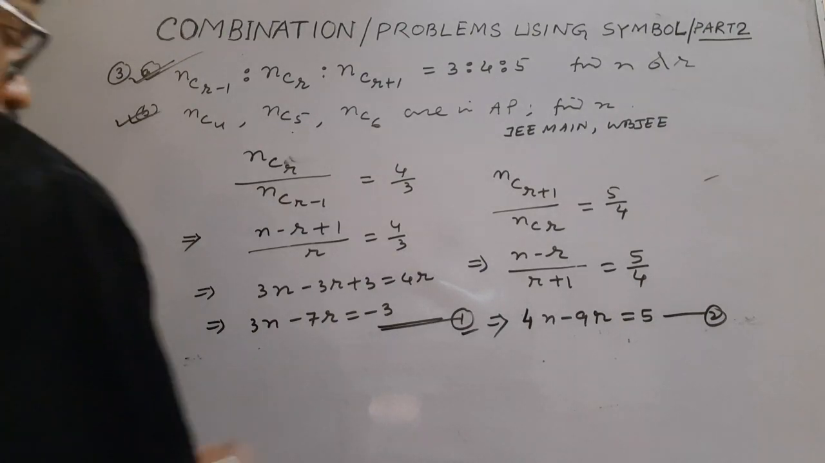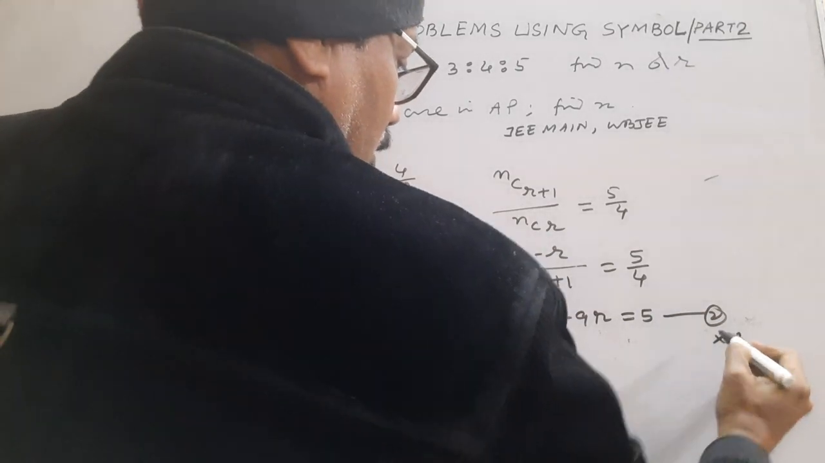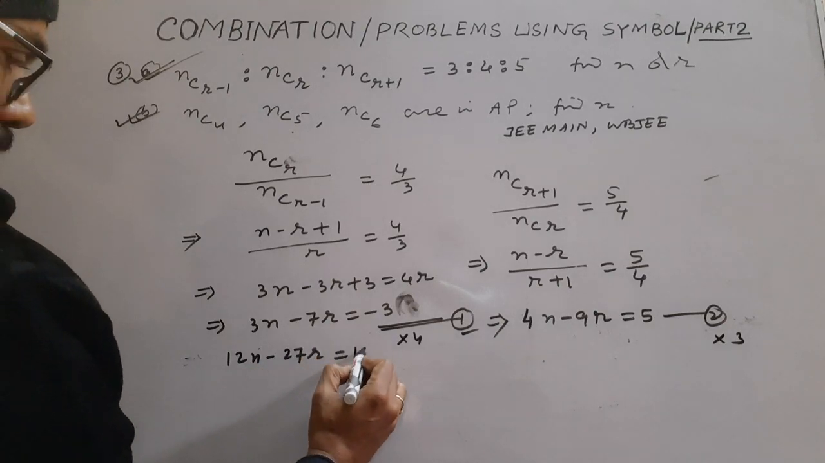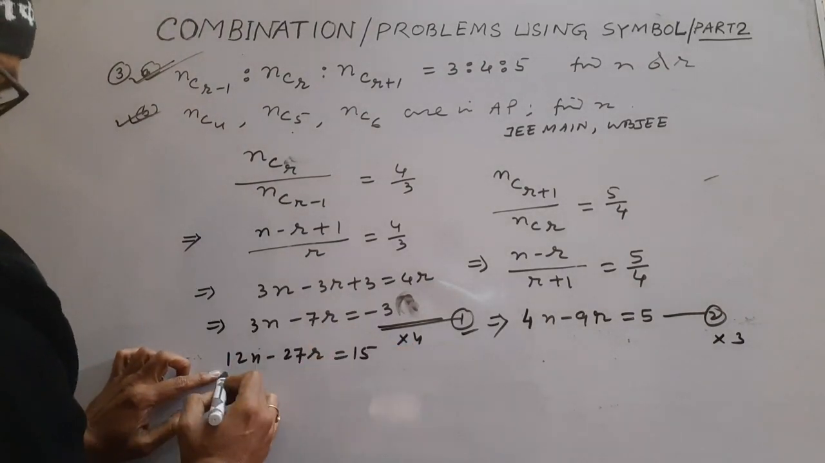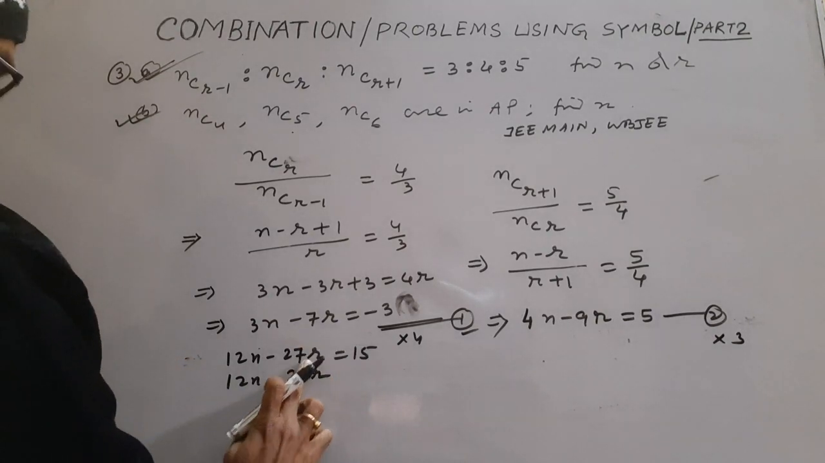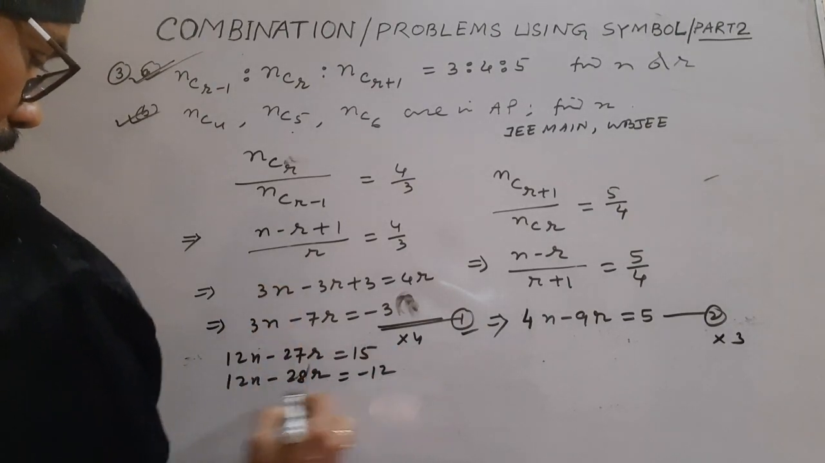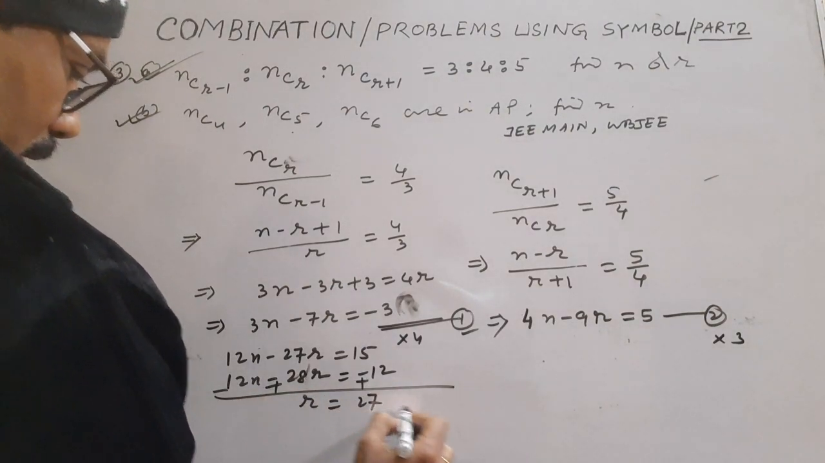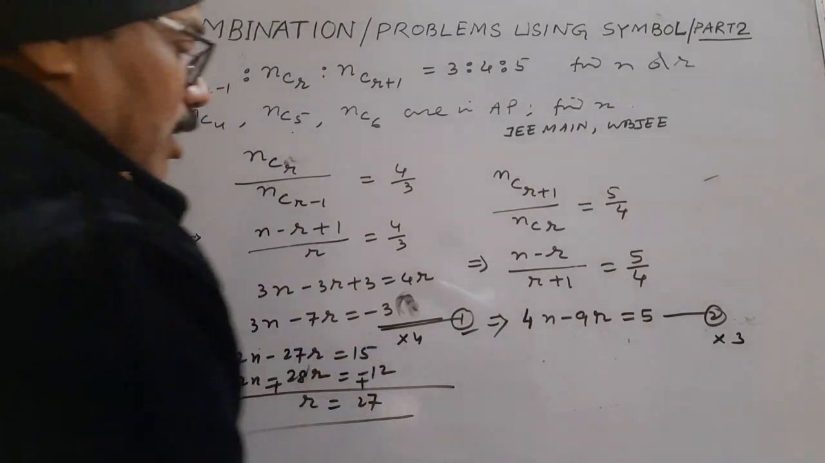So this is 4n and this is 3n. So you multiply this equation by 4 and this equation by 3. So 12n minus 27r equals 15. And the other by 4: 12n minus 28r equals minus 12. So subtracting, we are getting r equals 27. What is the value of r? r is 27. So r is an integer.